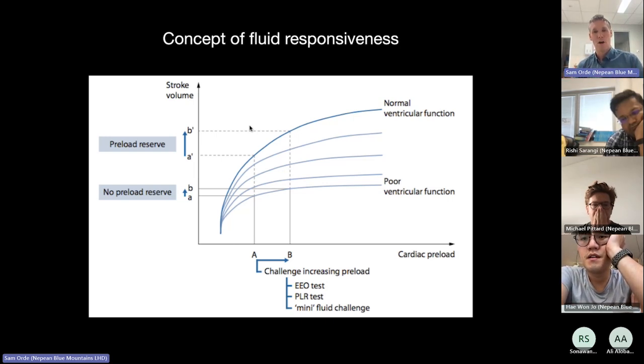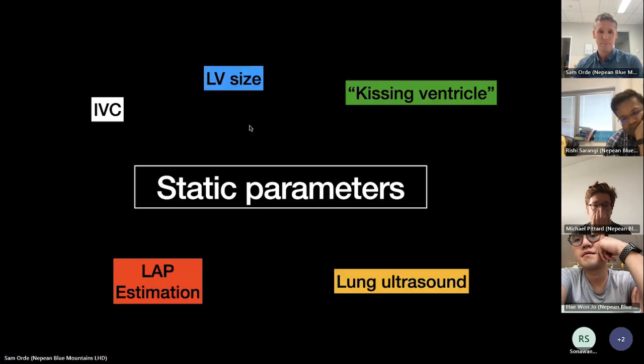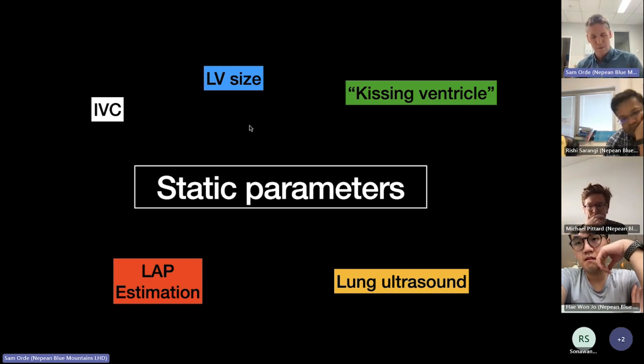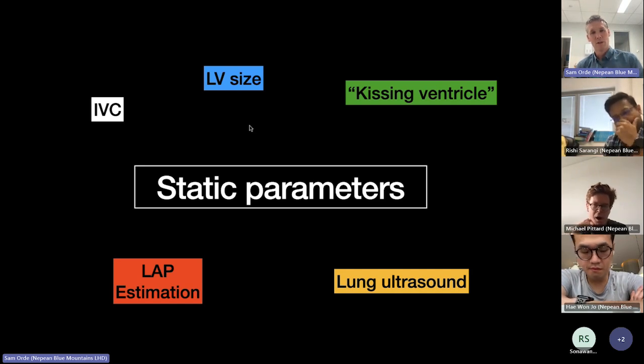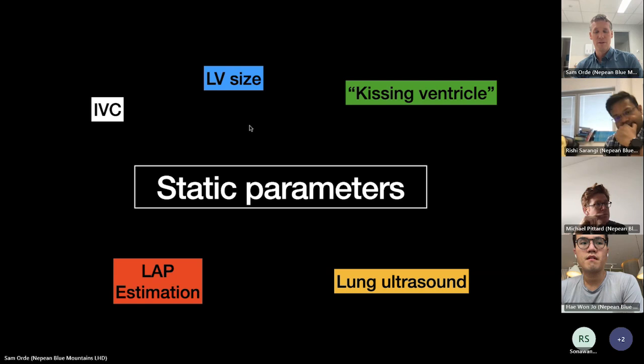That's what we're trying to do, as opposed to if you're on the flat portion of the Starling curve, or if you have poor ventricle function or poor preload reserve, as some people call it, where you will give fluid and you will not get much of a change in stroke volume for a significant change in preload. Now, of course, that means you are at risk of becoming fluid overloaded. So that's the theory. Let's talk about our static parameters. What I take to mean by static parameters is something that's just at one point in time. These are all assessments that we can do at one point in time to try and make an assessment of whether someone would be fluid responsive or not.